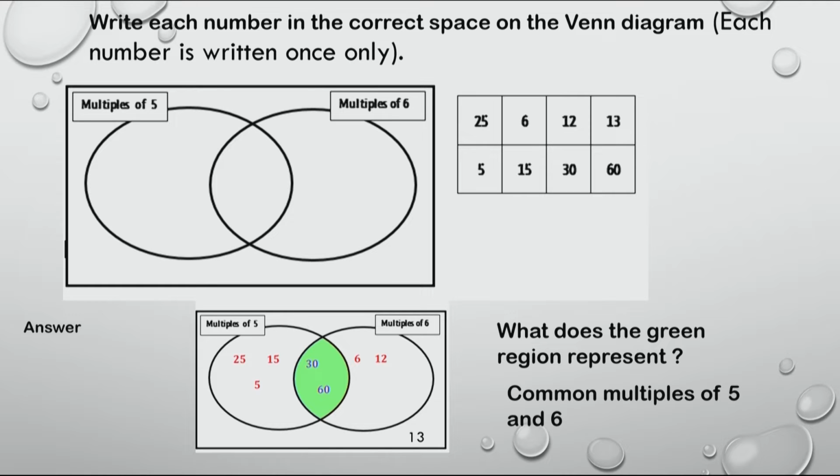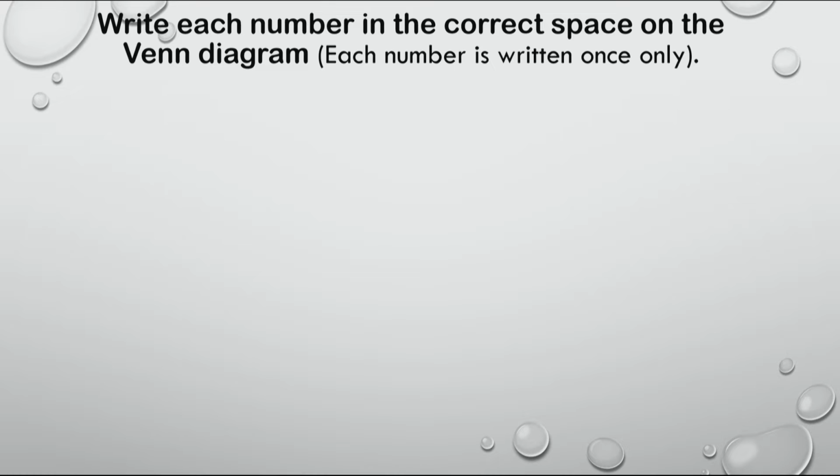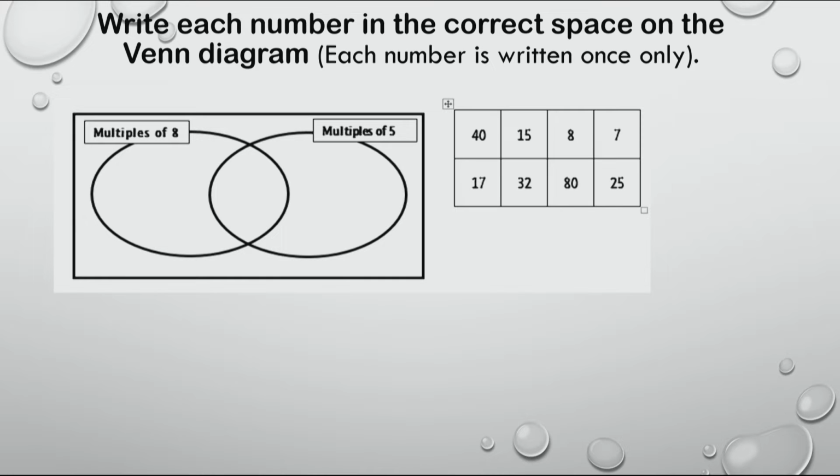Take another one. Same thing. This time you're looking at multiples of 8 and multiples of 5, and you've got a different set of numbers. Remember, there is a common region where the multiples of 8 overlap the multiples of 5. Have a go, fill in the regions.